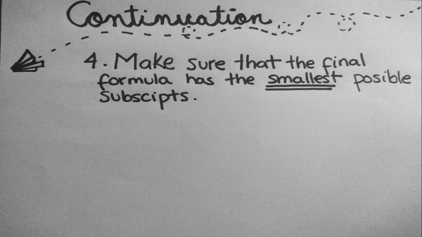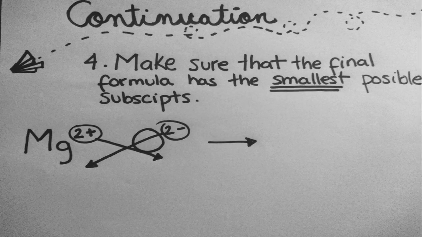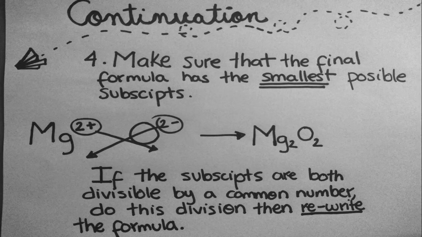For this step, I'm going to use a different example. Magnesium and oxygen. Magnesium is in group 2A and oxygen is in group 7A. Magnesium has a charge of 2 positive and oxygen has a charge of 2 negative. We're going to follow the same steps 1, 2, 3. So we're going to crisscross the charges, and we will get magnesium 2, oxygen 2.